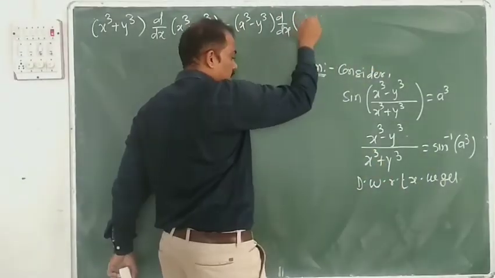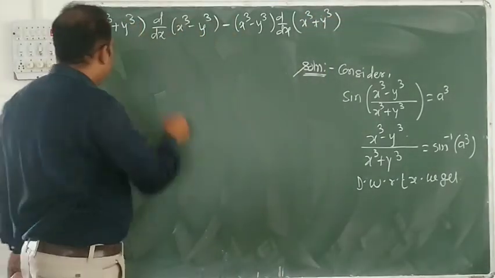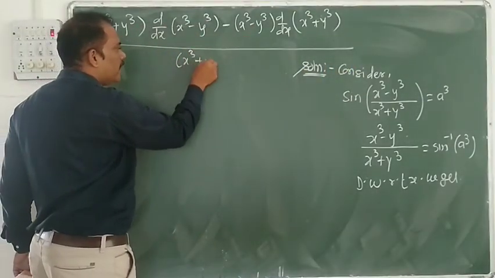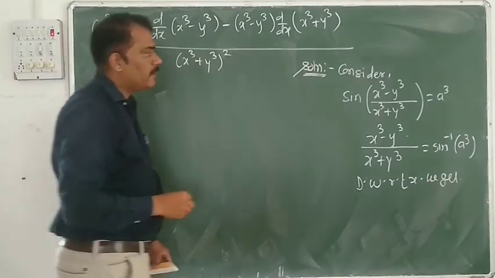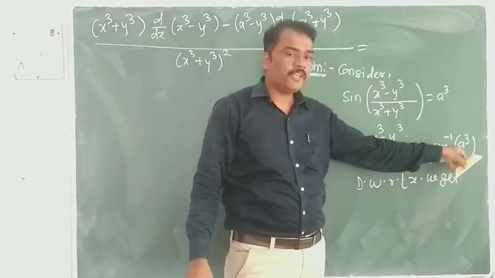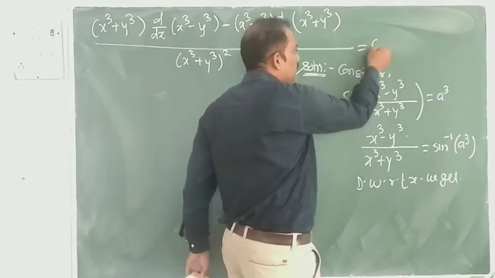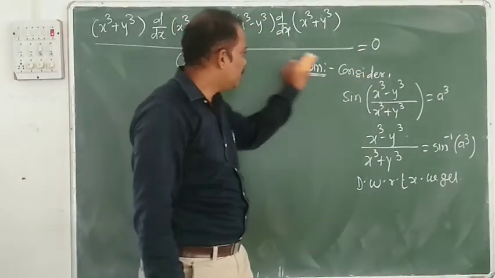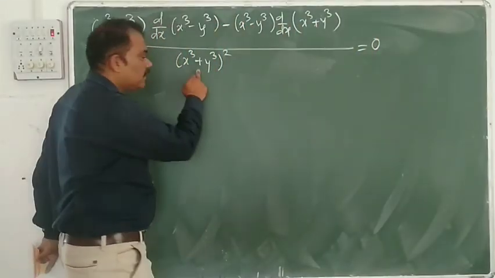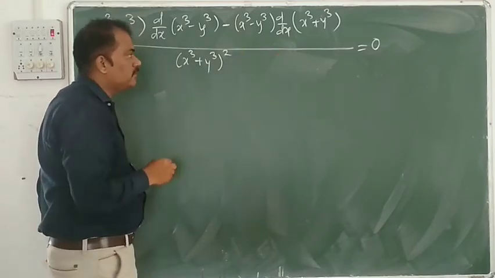that is x cube plus y cube, divided by denominator square, that is (x cube plus y cube) whole square, is equal to: a cube is a constant, sin inverse of a cube is also constant, I have told already, so its derivative is also 0. The derivative of a constant function is 0. Now we have to transfer this denominator to the RHS. This denominator into 0, we get 0 on the RHS.